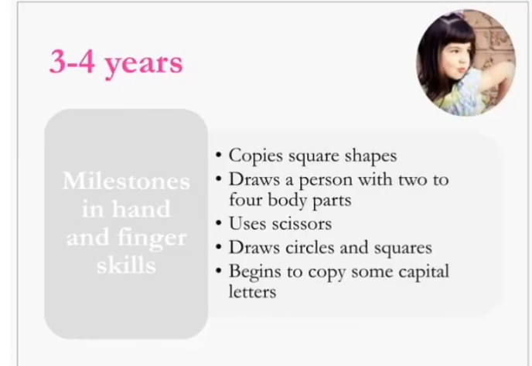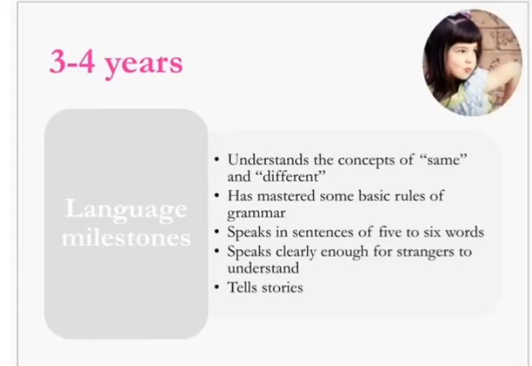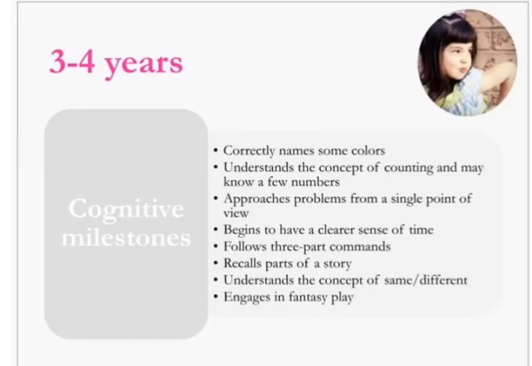Movement milestones at up to 5 years: hops and stands on one foot, kicks the ball forward, throws the ball overhand. Milestones in hand and finger skills: copies a square, uses scissors, draws circles and squares, begins to copy some capital letters. Language milestones: tells stories, uses the concepts of same and different. Cognitive milestones: correctly names some colors, recalls part of a story, engages in fantasy play.